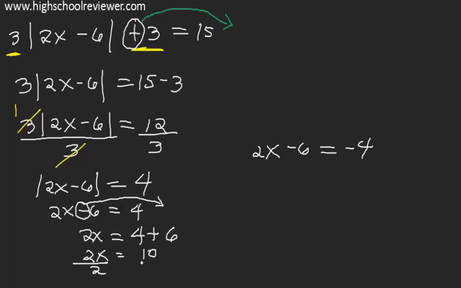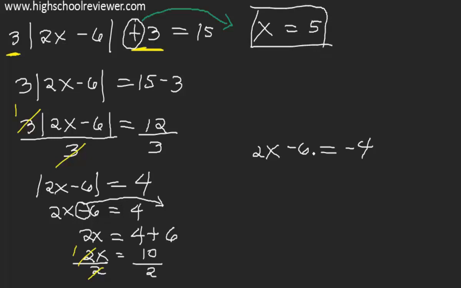Divide both sides of the equation by 2. So we have here 2 divided by 2 is 1. So our x here will be equal to 10 divided by 2, which is 5. So this is our first value for x.